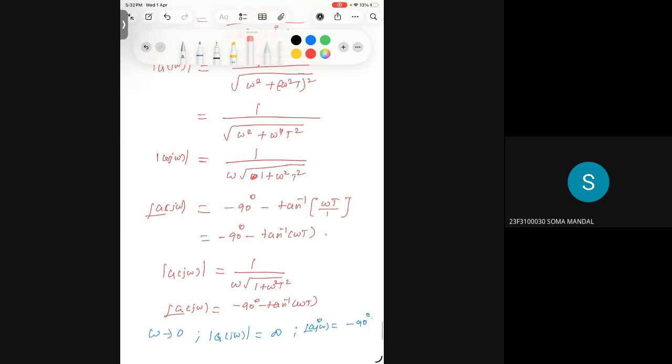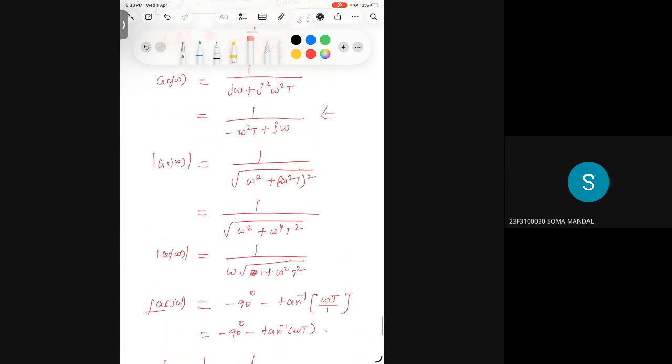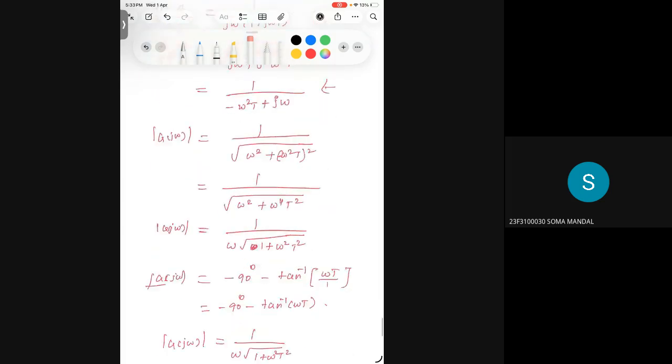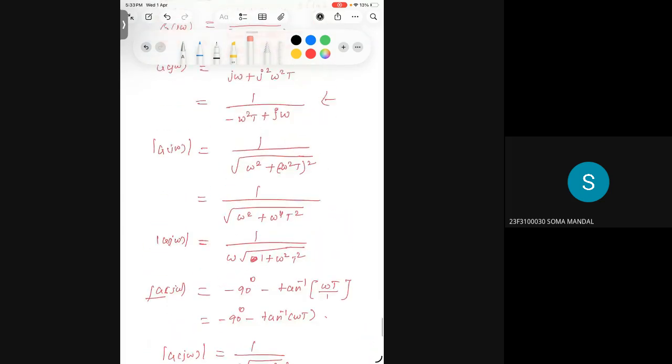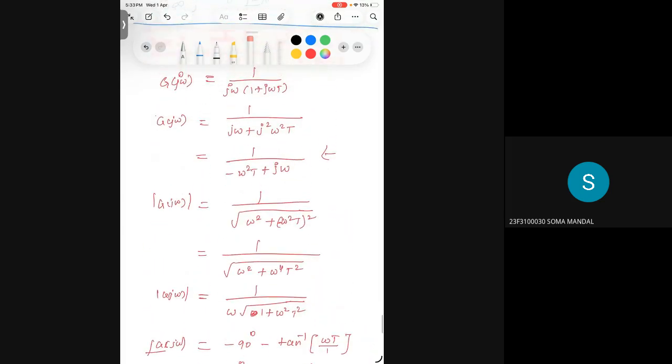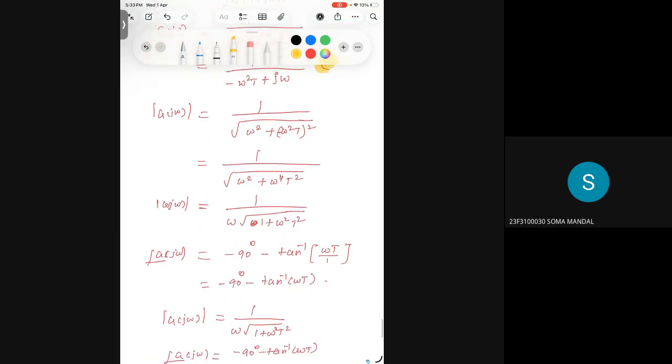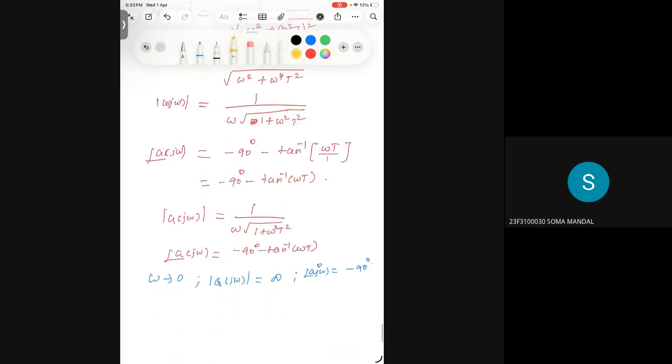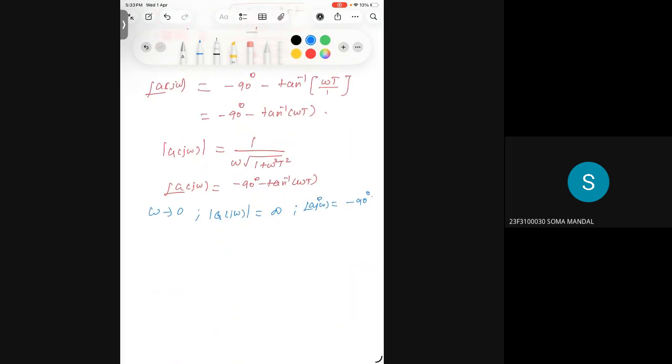Still not clear? Ma'am, you are writing from G(j omega) from the main equation. Oh, from here also you can assume the same thing. Both are the same. I just wrote it in a shortened form. Okay, I understood, Ma'am. Now, from here, I think it's clear.